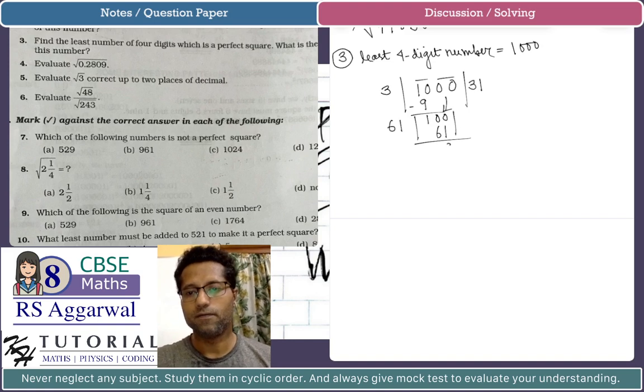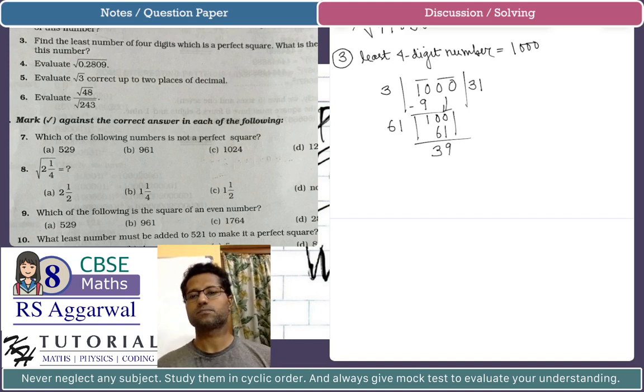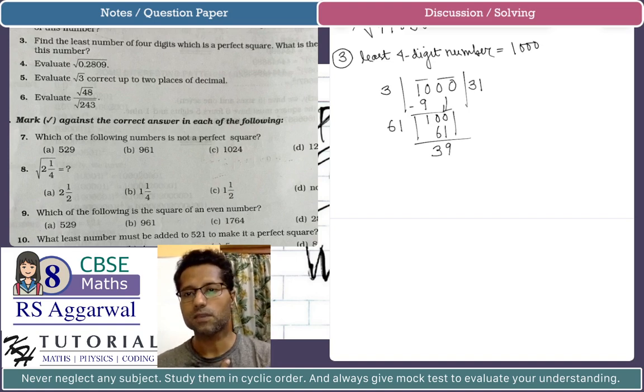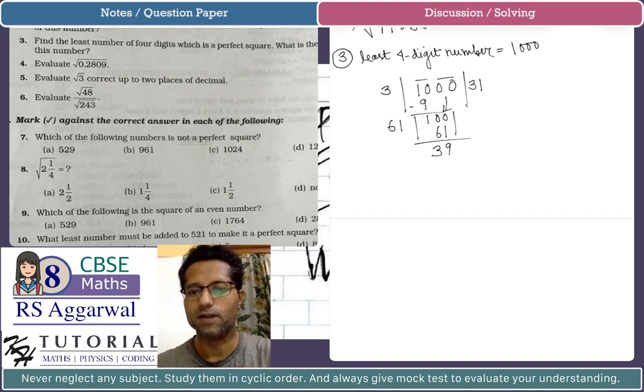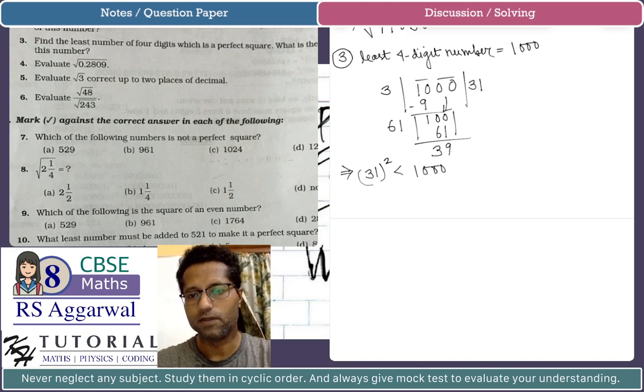So we have 39 and there are no more periods. So we see that in the long division of finding the square root of 1000, we see a remainder of 39 and the quotient is 31. So this will imply that you must always remember that 31 square is less than the given 1000, and 1000 will be less than 32 square.